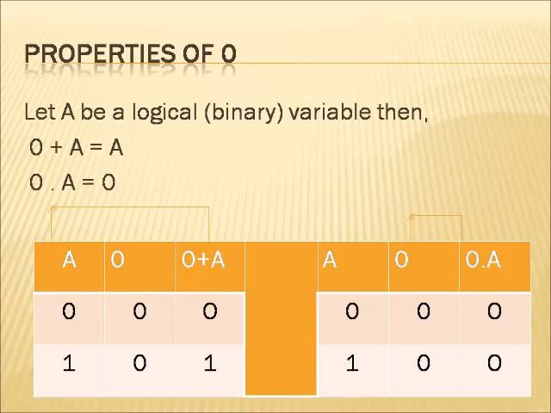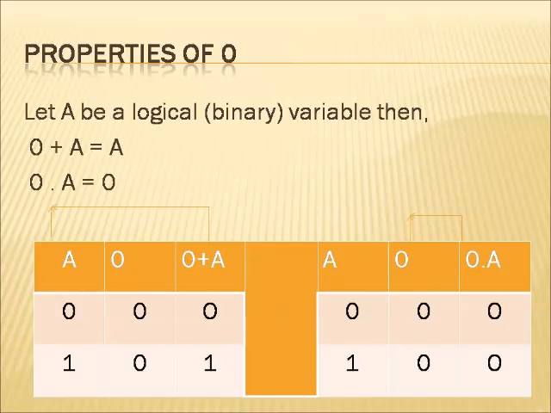According to the properties of zero, let a be a logical or a binary variable. Then the OR operation between 0 and a, that is 0 plus a, is equal to a, and the logical multiplication 0 dot a is equal to 0. The same we have proved using the truth table method. Please see the truth tables.